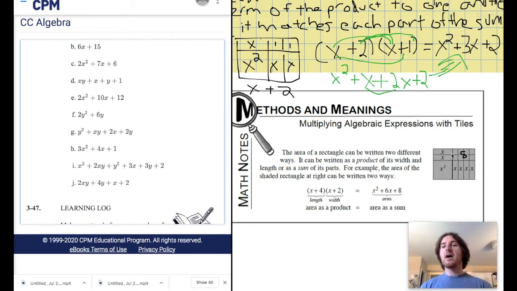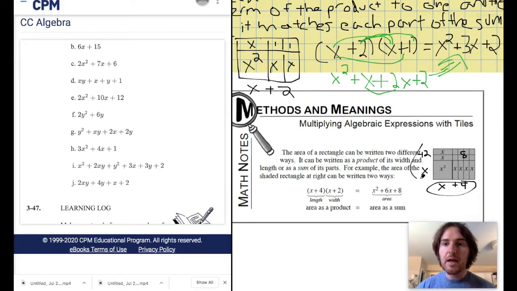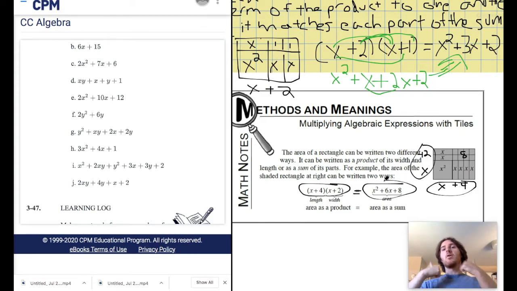The harder part is, how do we get the outside? How do we figure out what the product is? And we can logic through it. That x squared piece means it's x times x. 2x is up here. We get a plus 2, and we get plus 4 over here. So that tells us that this outside here, x plus 4 times x plus 2, is equivalent to the area as a sum, and we're good to go. Hopefully you enjoyed this lesson.